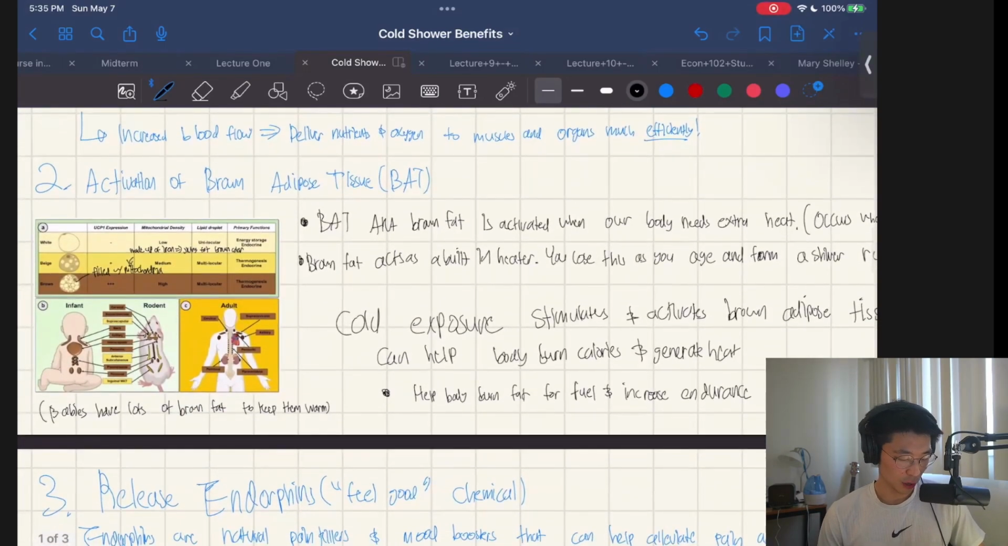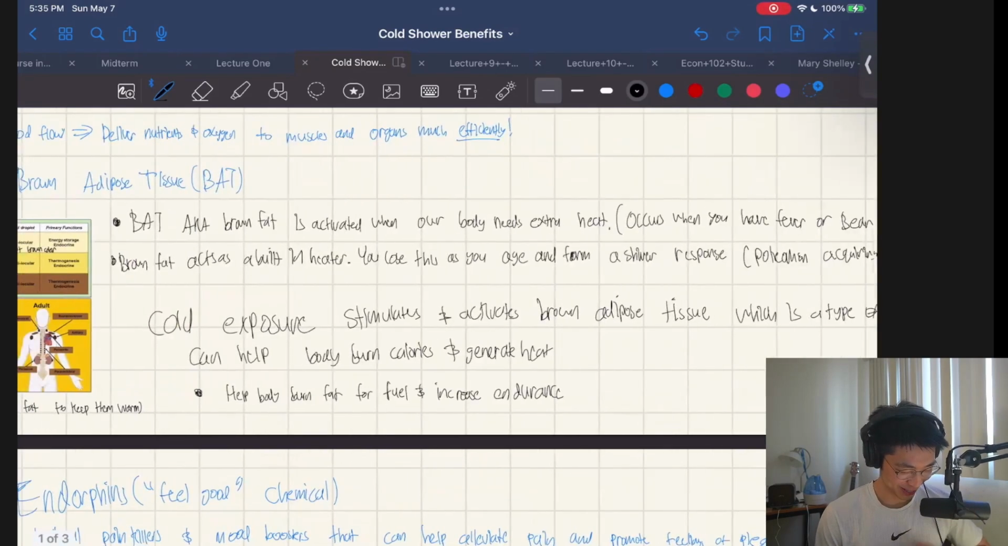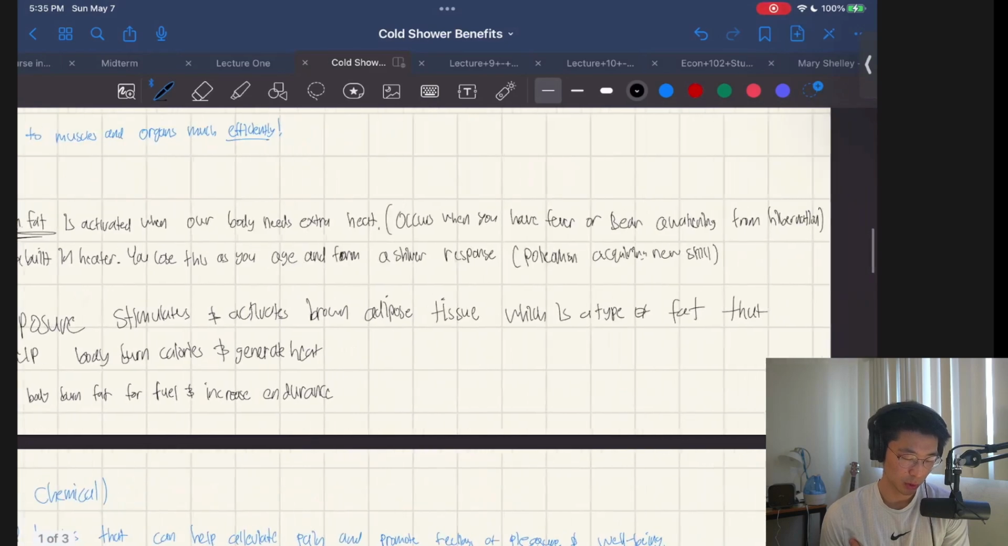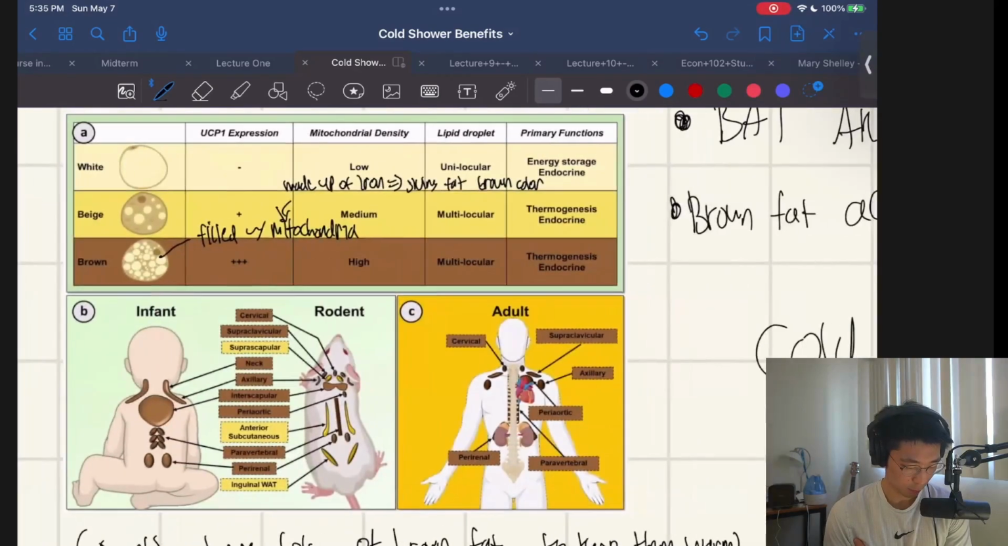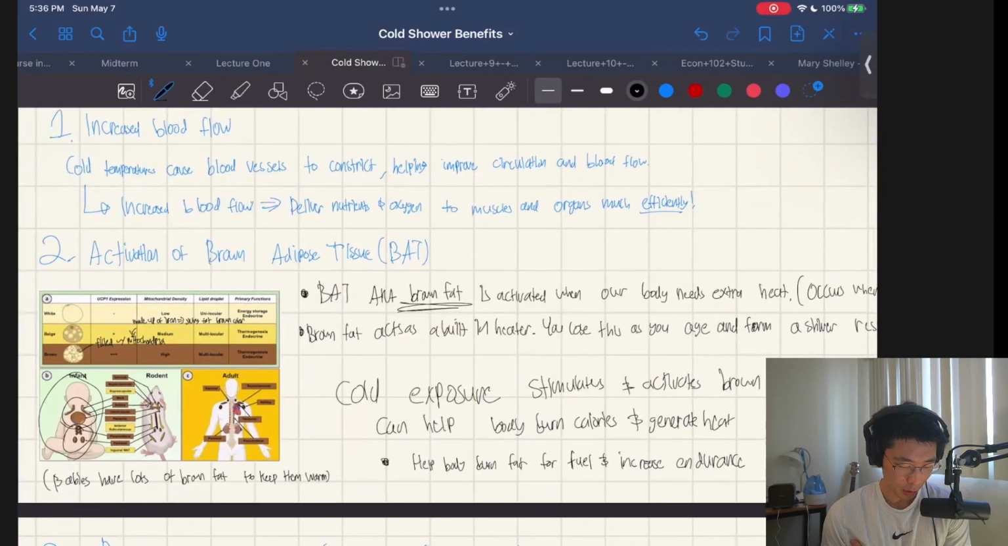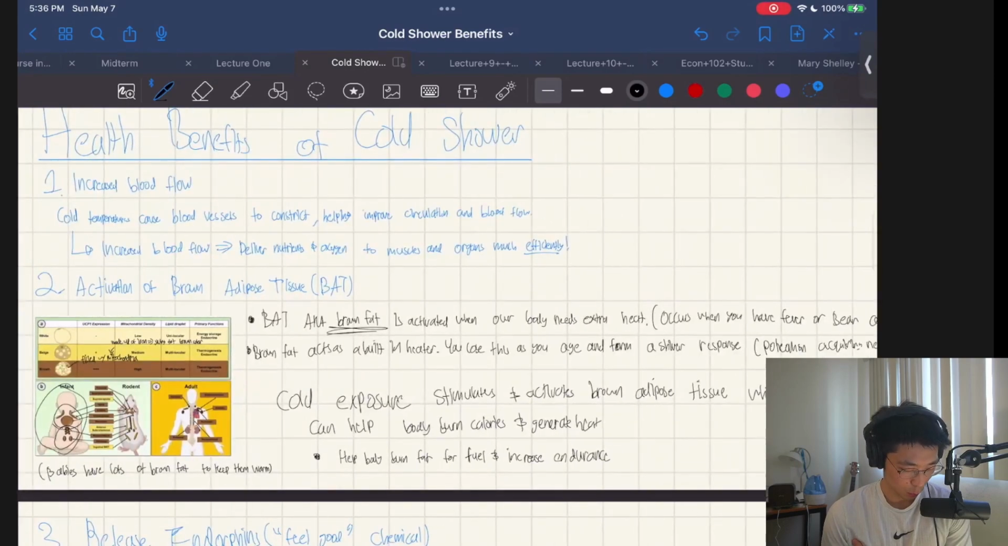Number two, activation of brown adipose tissue. I didn't really learn about this, so this was really interesting. BAT, aka brown fat, is activated when your body needs extra heat. This occurs when you have a fever or a bear that's awakening from hibernation. Here's a picture of an infant. When we're babies, we have a lot of brown fat, as you can see over here. And as we grow, because we develop the ability of sweating, we lose brown fat as we age.